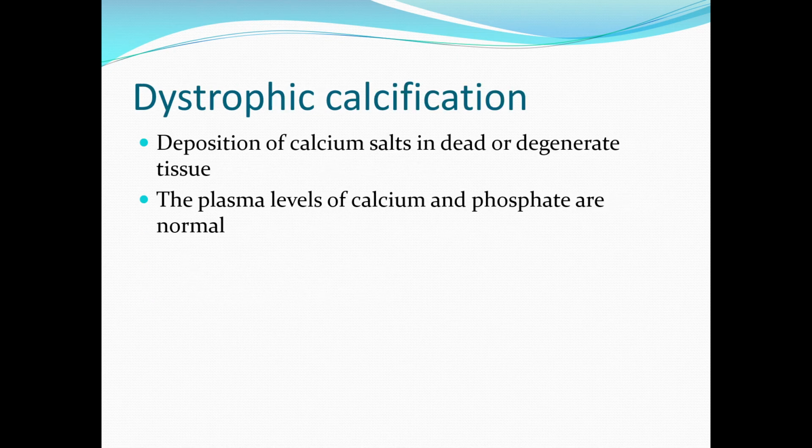First, let us discuss dystrophic calcification. There is a deposition of calcium salt in dead or degenerated tissue. The plasma levels of calcium and phosphate are normal. It is very important to know this because it's a differentiating point from metastatic calcification. In dystrophic calcification, the plasma levels of calcium and phosphate always remain normal, and the calcium salts are always in the dead and degenerated tissue.